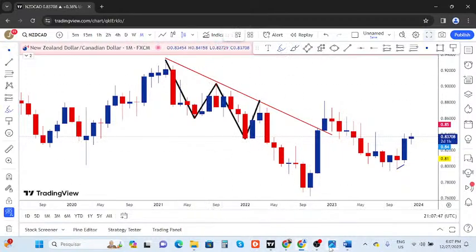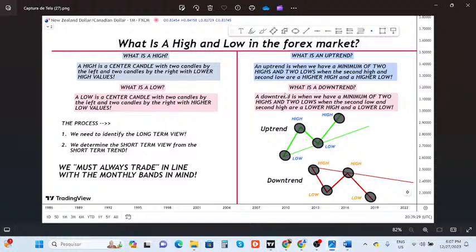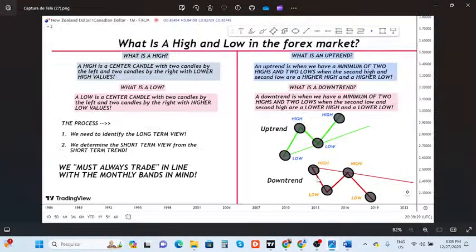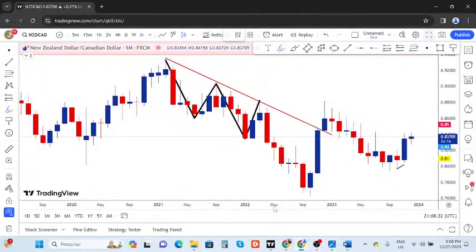We look at the definition right here. We talk about an uptrend. Okay, let's look at the downtrend first. A downtrend is when we have a minimum of two highs and two lows, when the second low and the second high are a lower high and a lower low. All right, and that is what we are seeing here right now. We have lower lows, lower high, lower lows, lower high.